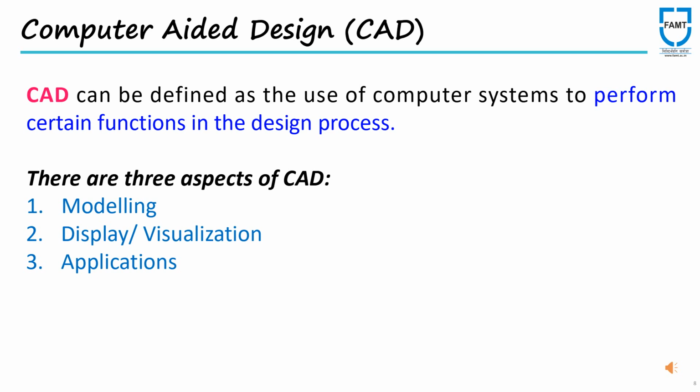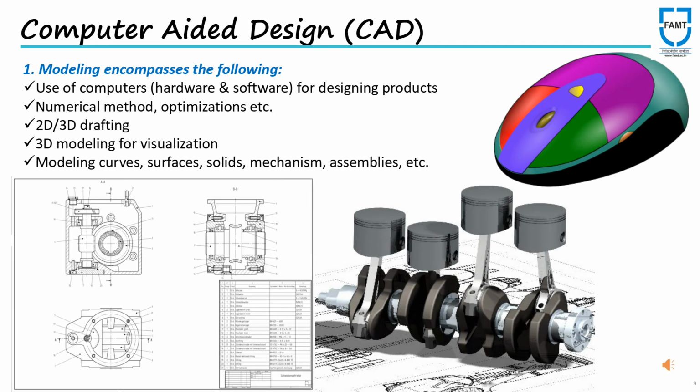Now, what is CAD? Basically, by definition, it is the use of computer systems to perform certain functions in the design process. So, what are the various aspects of CAD? First is modeling, second is display and visualization, and third is applications. Now let us get to the modeling.